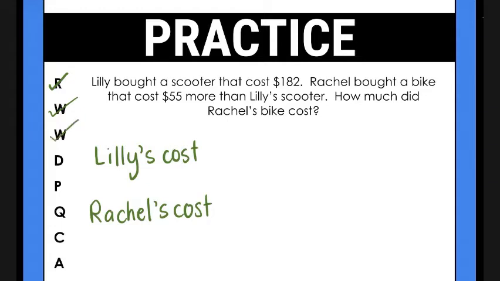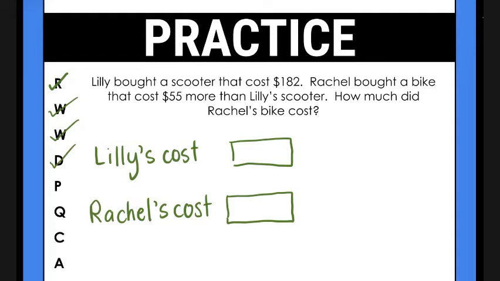Now our next step is to draw, and I'm going to draw my unit bars. So when I draw my unit bars, do I need to make Lily smaller because I know that she didn't spend as much money? Not yet. I need to start by making them the same size. All right, so they both have their unit bars. Now to the P. What does the P stand for?